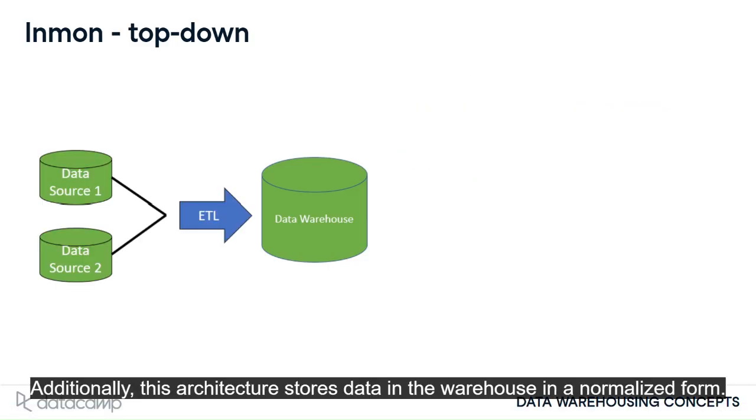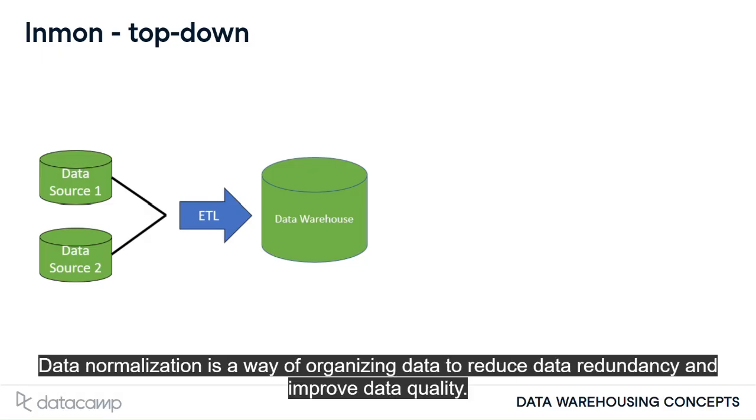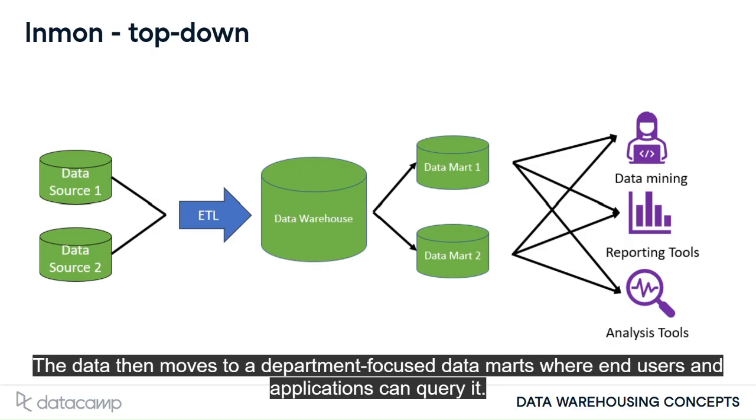Additionally, this architecture stores data in the warehouse in a normalized form. Data normalization is a way of organizing data to reduce data redundancy and improve data quality. The data then moves to department-focused data marts where end users and applications can query it.